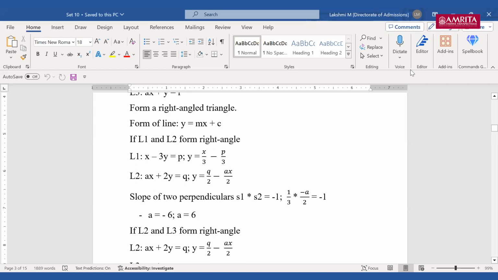Now I want all of you to solve this. Yes, we have to solve all the three lines. Then only the whole condition will be satisfied, right?